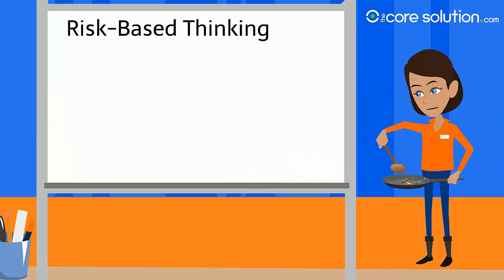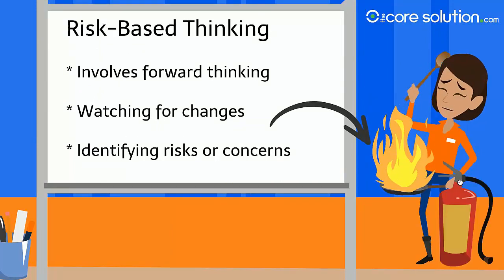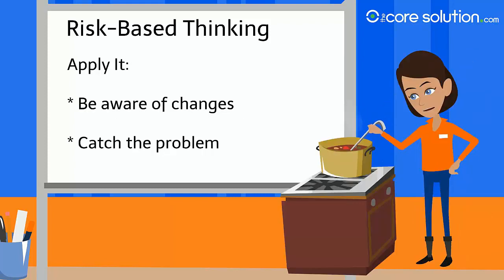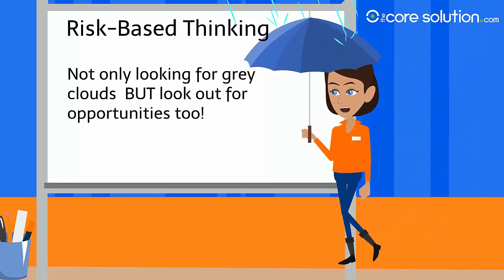Let's move on to another topic you are required to know something about, which is risk-based thinking. Risk-based thinking starts with having a forward-thinking point of view which involves watching for changes that could affect your business and identifying any risks or concerns and any opportunities for improvement. You can apply risk-based thinking, and you probably already do, by being aware of changes or anything concerning that comes up. You could be the one to catch a problem that others did not see because you are the one who does your job.